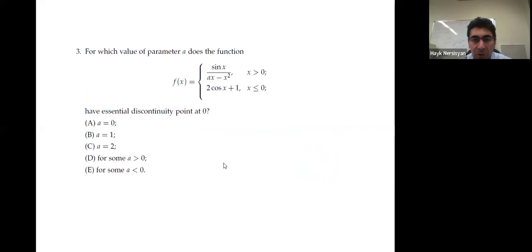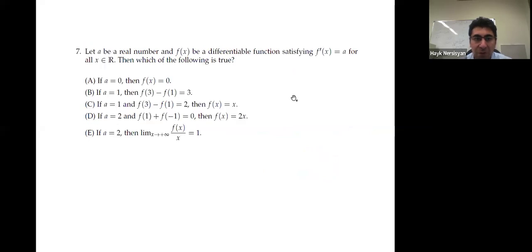Multiple choice number 7. Okay. F prime equals a. Then which of the following statements is true? So function f is a differentiable function whose derivative equals a constant for any real number. Do you agree that f of x actually is a times x plus some constant b or c? This is the only way to get a function whose derivative equals the constant a.